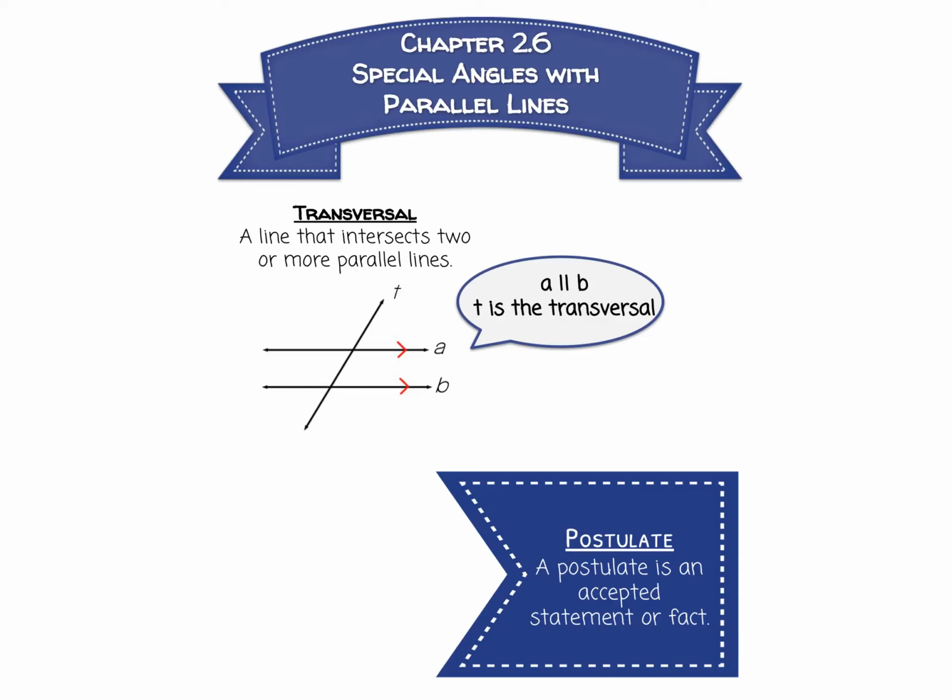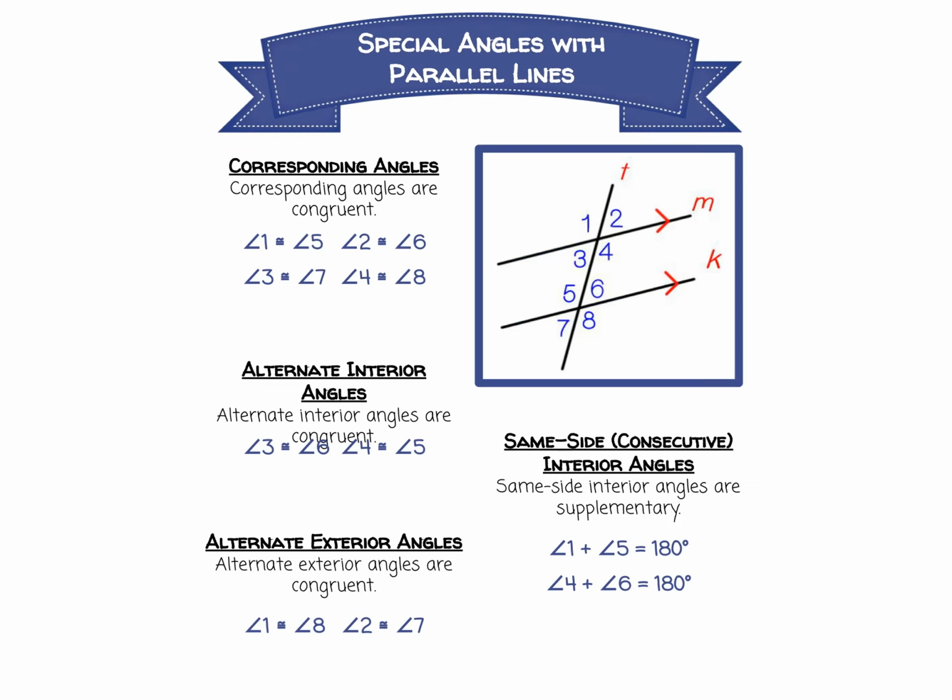All right, so today in class we talked about special angles that were made with parallel lines and transversals. So in this figure here we have two parallel lines, A and B, and then T here is called a transversal. A transversal is just a line that intersects two or more parallel lines. What we focused on are these special angle pairs.